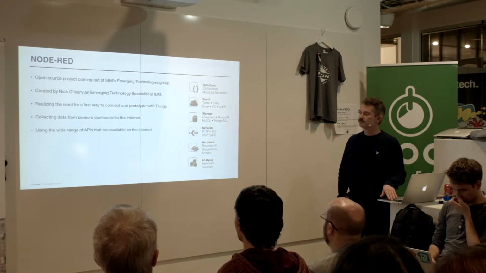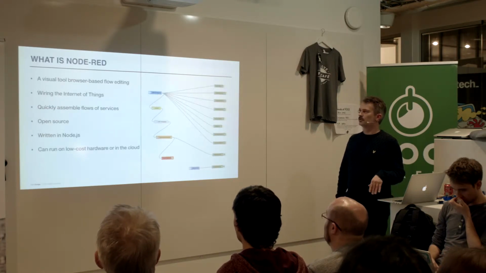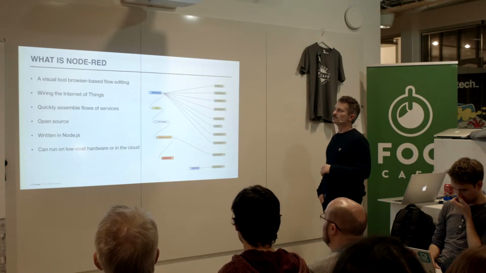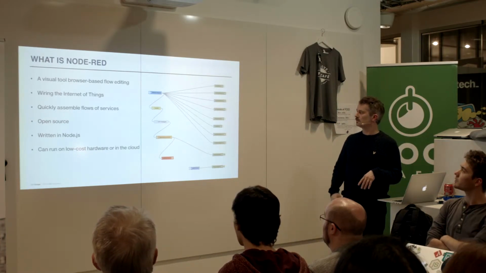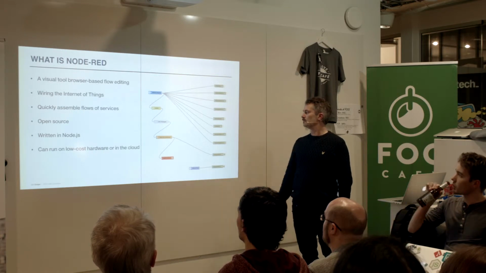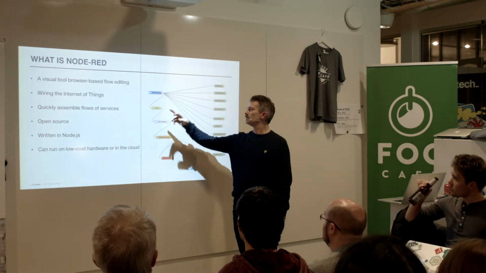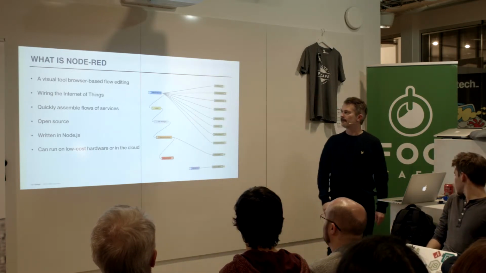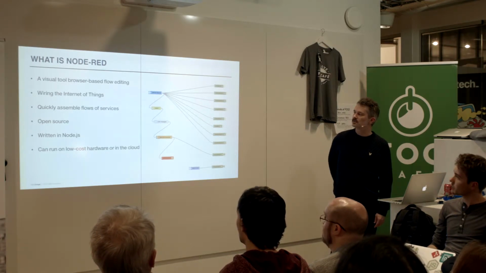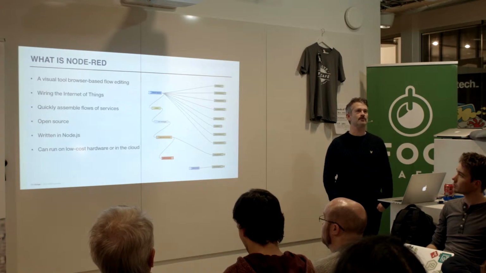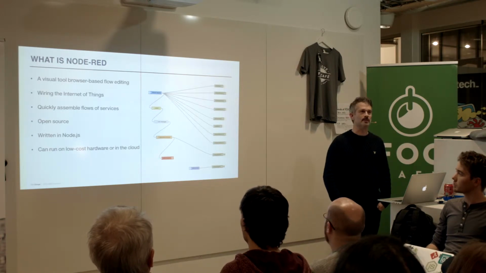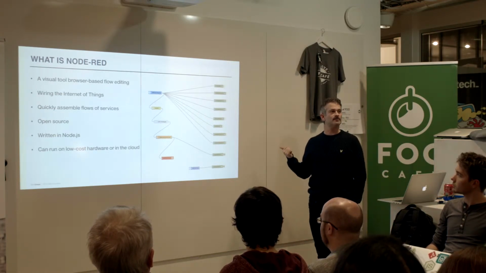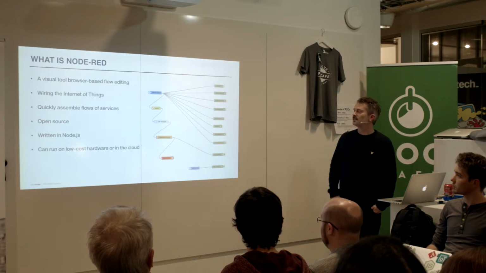But it's a visual tool and it's browser based. You don't need any software for it. It says wiring the Internet of Things. This is just an example of a couple of nodes. These are called nodes, and you create flows with the nodes and make something happen. It's open source, written in Node.js. You can run it on a Raspberry Pi if you want to. You can stick it on a Raspberry Pi and hide it somewhere, and still access it and create pretty advanced flows for whatever purpose.